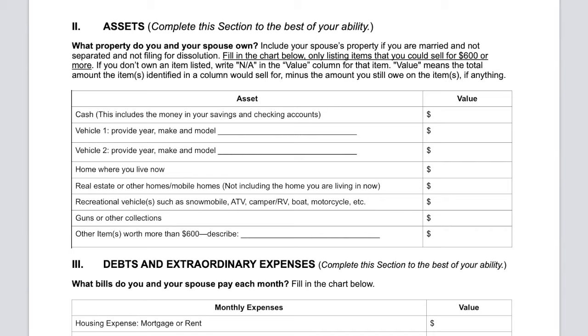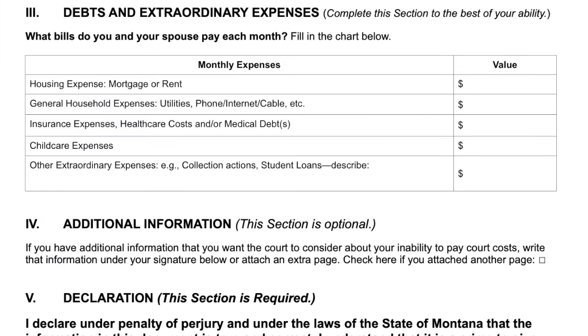If you don't own an item listed, write not applicable in the value column for that item. Value means the total amount that the items identified in the column would sell for, minus the amount that you still owe on the item, if anything. Next, list your debts and extraordinary expenses using the chart on page 3.